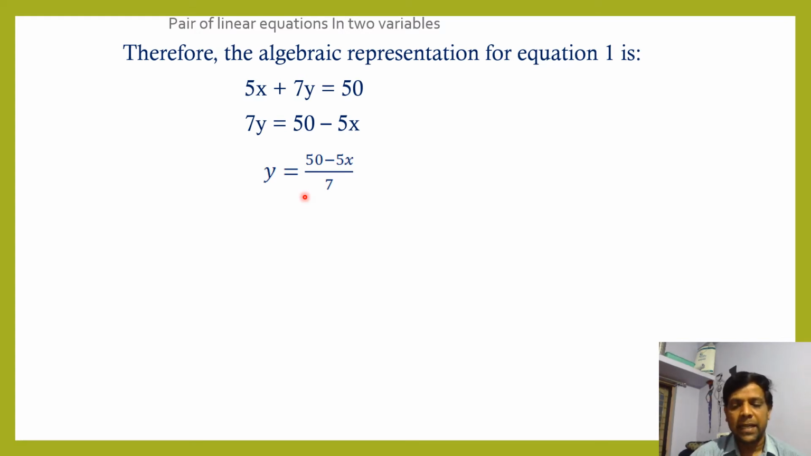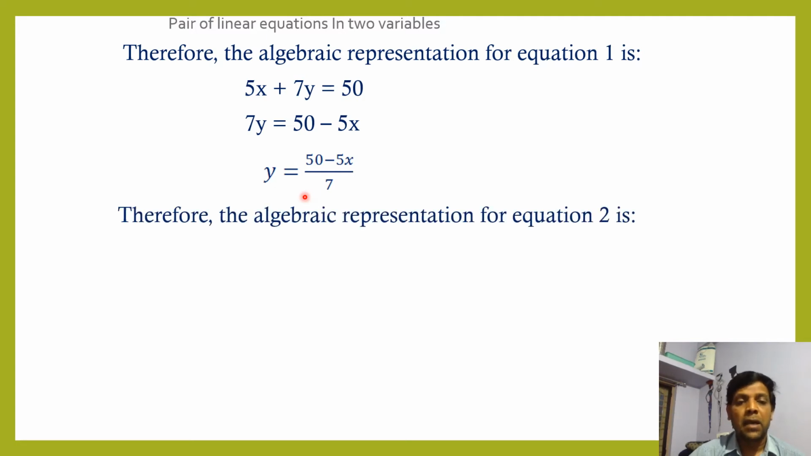Now you have to write the second equation. The algebraic representation for equation 2. So what is equation 2? The second equation is 7x plus 5y equals 46 rupees, so 7 pencils and 5 pens equal 46 rupees. Now you have to find either the x value or the y value. 5y equals 46 minus 7x: 7x is on the LHS, so transpose 7x from LHS to RHS and it becomes minus 7x. So this is written as 5y equals 46 minus 7x. Now y equals (46 minus 7x) by 5.